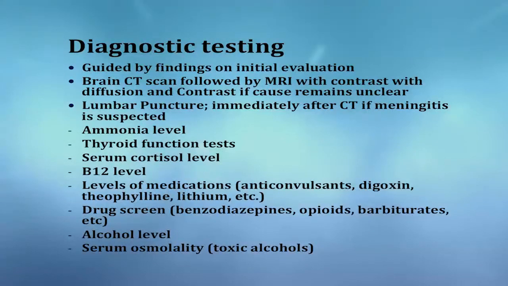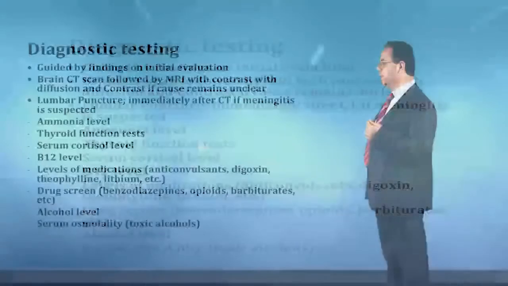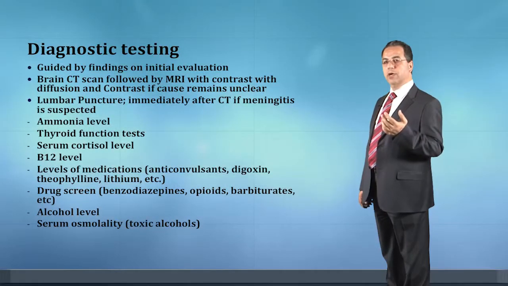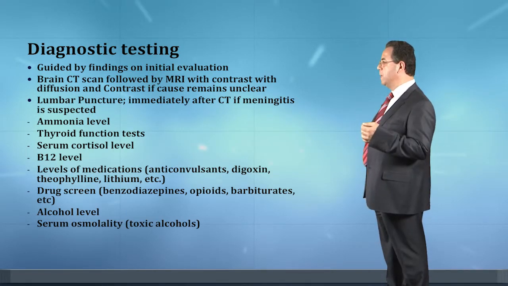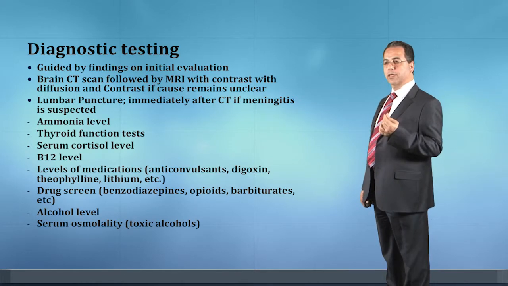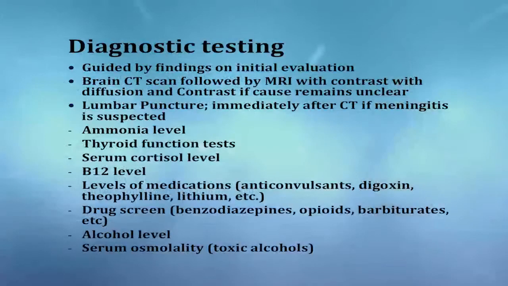Now, other tests should include a brain CT scan without contrast for all patients who are unresponsive or have an acute change of mental status. And if you have a strong clinical suspicion of infection or meningitis, a lumbar puncture should be done immediately after the CT is reviewed. If there is a strong clinical suspicion of a stroke, and the brain CT scan is negative, and your patient is stable, you might want to order a brain MRI scan with contrast and with diffusion.